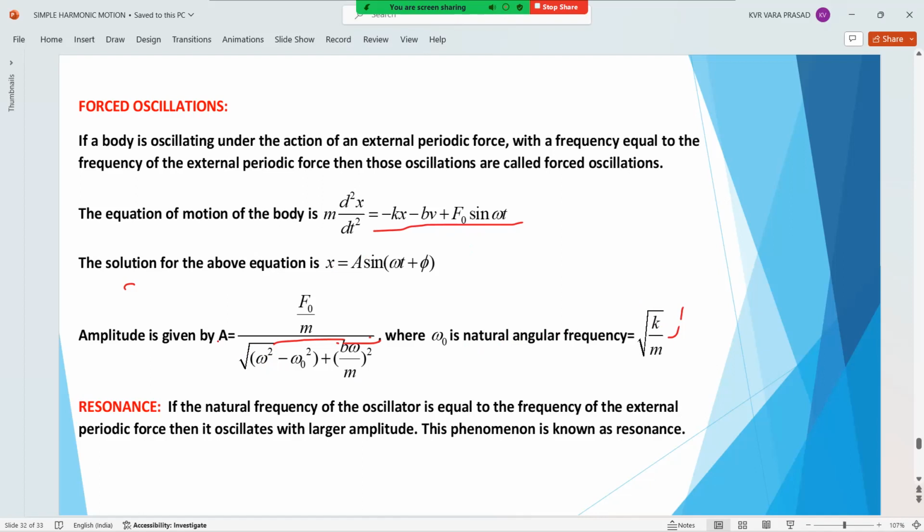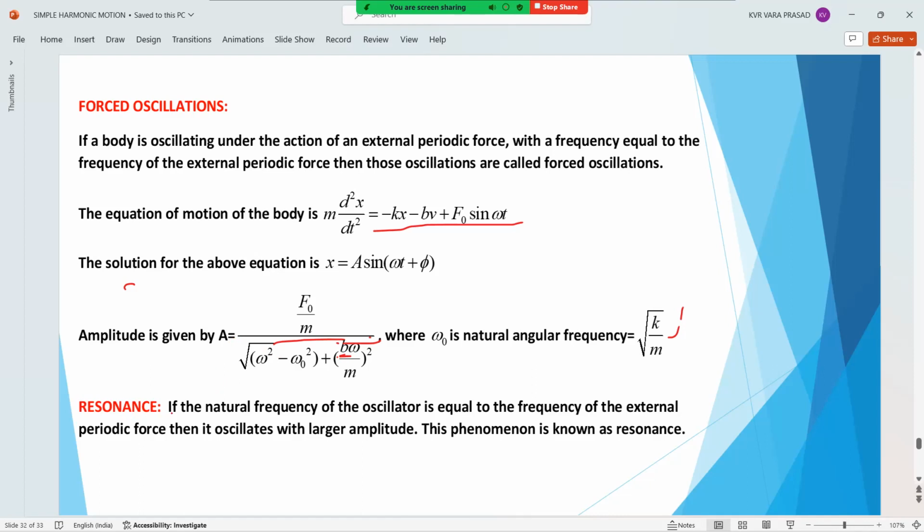And in addition to that, suppose B is very small. If B is very small, it becomes very large. See the meaning of that. Omega equal to omega naught. Its meaning is frequency of the periodic force is matching with natural frequency of the oscillating body. Then body oscillates with more amplitude. That is what we call resonance.